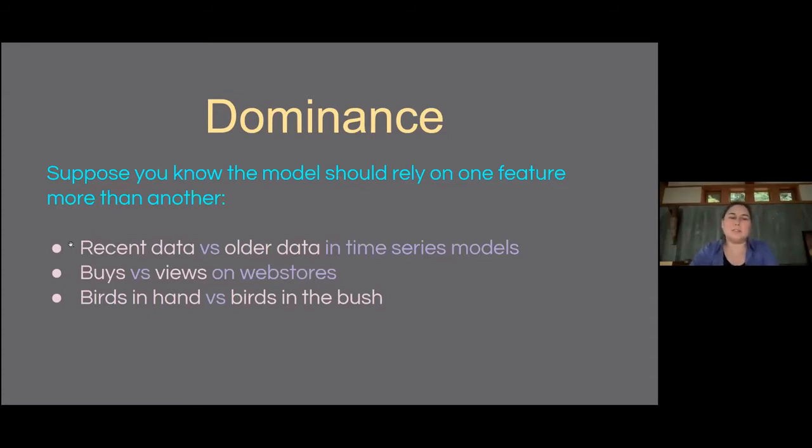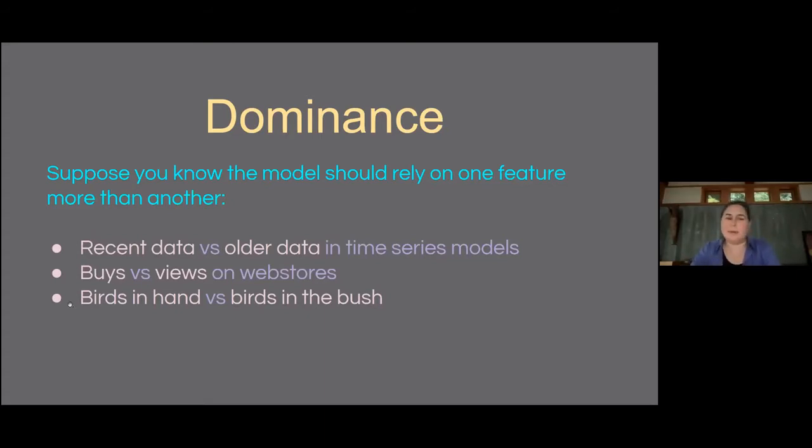So for example, if you have some sort of time series model, you might decide or impose that the most recent data, I should trust it more, and I want that to weigh more in the model, however that means, than older data. Similarly, if you have something like a web store and you're tracking how well it's doing, if people are actually buying something, that's more important than if they just do views, right? You might have 0 buys and lots of views, but you'd still like any one buy to be more valuable to the model than any one view.